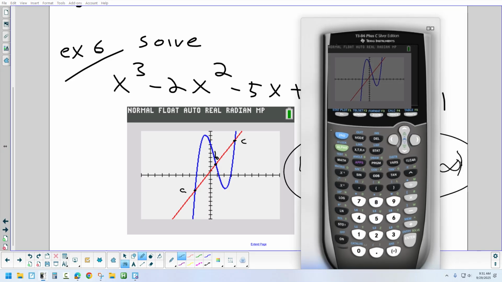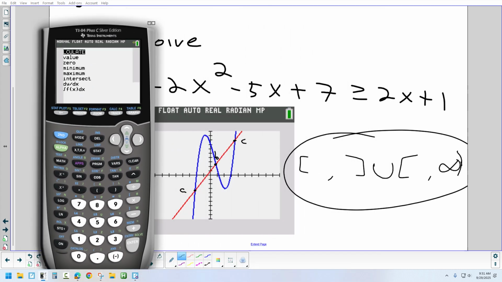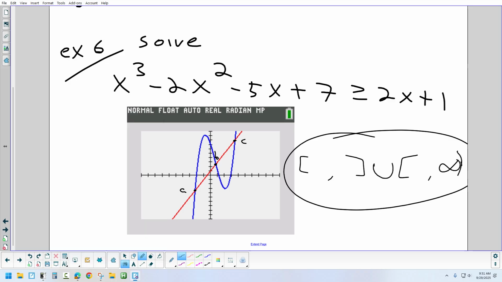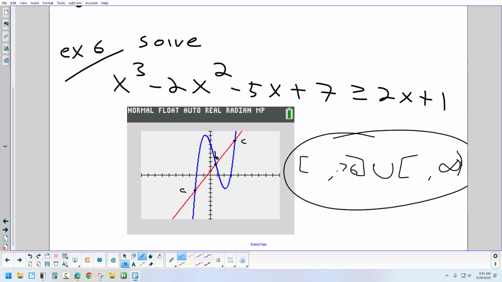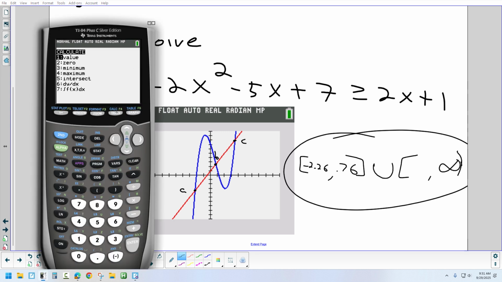All right, so we'll do second calc intersect. You need all three of them. It doesn't really matter which one you do first. So this is from A. This is like B. 0.76. Okay, so that one's 0.76. Second calc intersect. Move your cursor closer to that one. That's negative 2.26. And then one more time, second calc intersect.